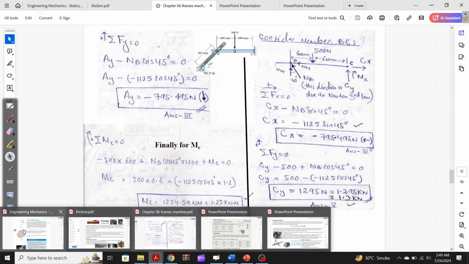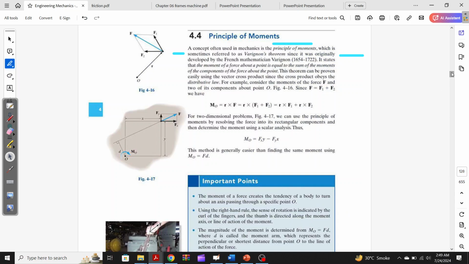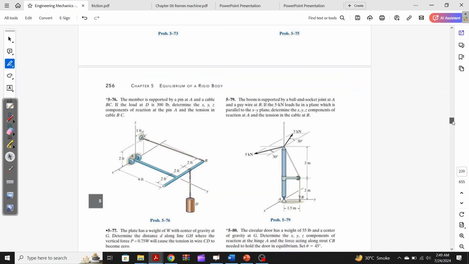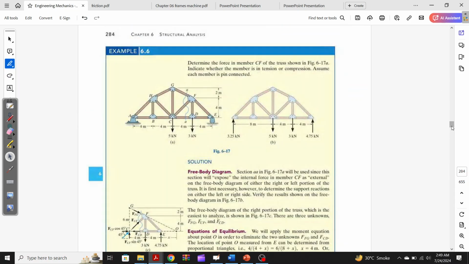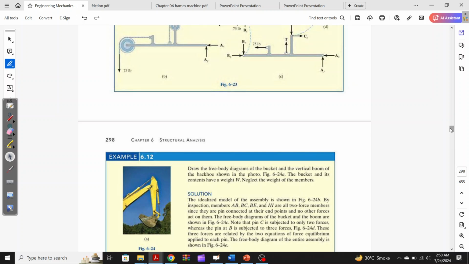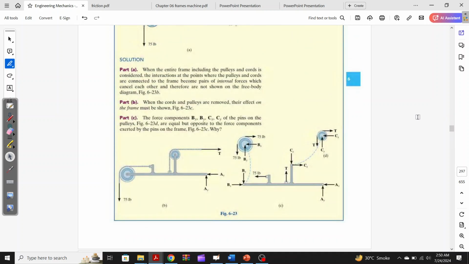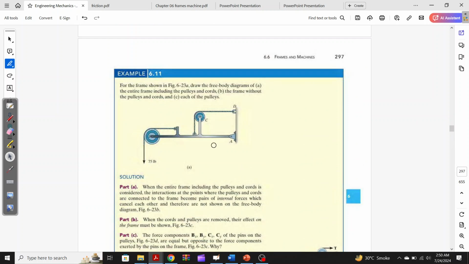If you go over here to frames and machines, these are all, if you look at it, a frame structure.